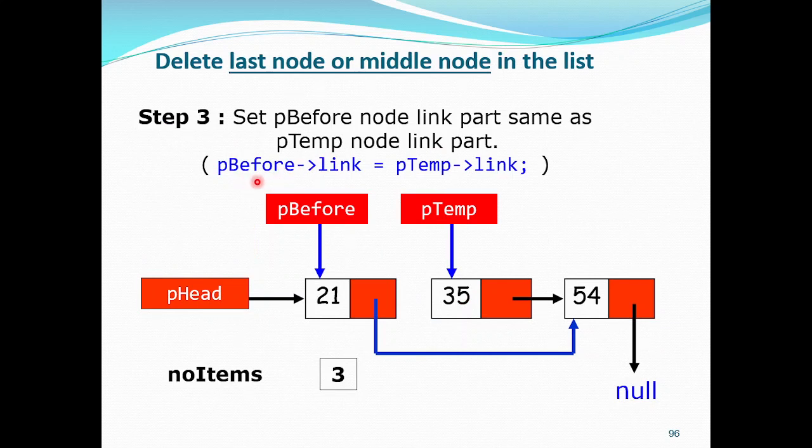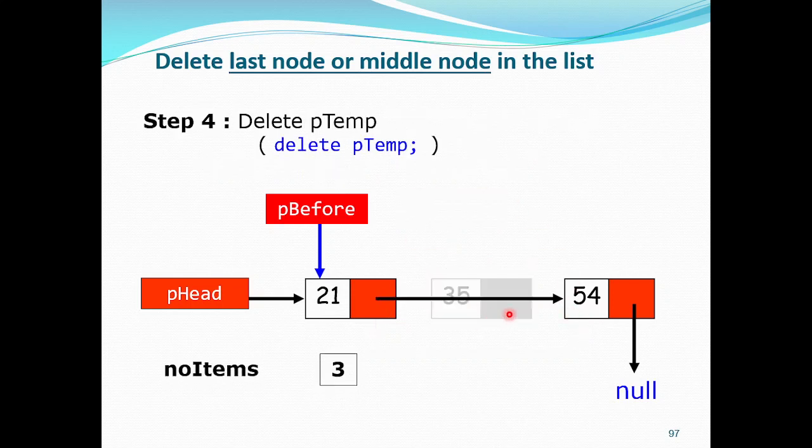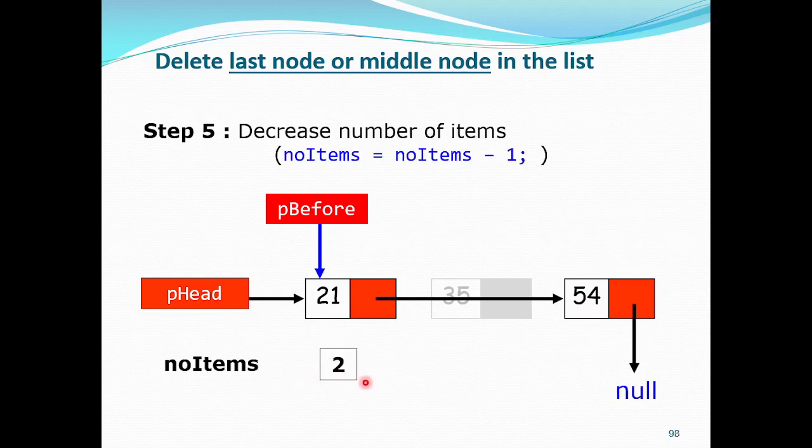we need to set the pbefore link to the ptemp link. So we need to remove the ptemp. Whatever ptemp points at, we need to delete that node. So before we delete that node, we need to establish the link. So pbefore is required to establish the link. So pbefore link equals whatever ptemp link points at. So now we can delete this ptemp, and then pbefore becomes the last node, and we reduce the number of items, which equals 2.